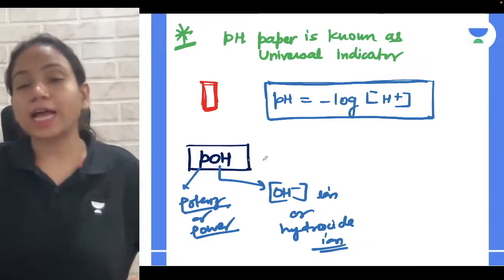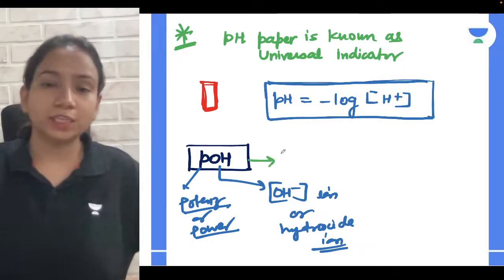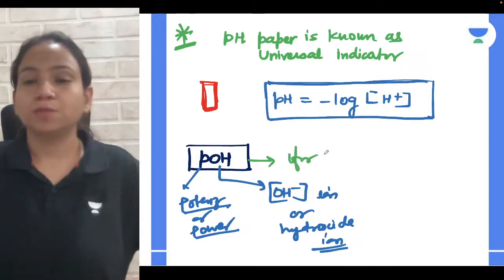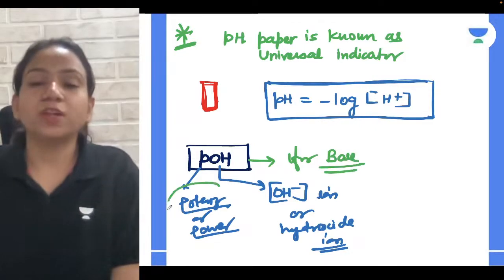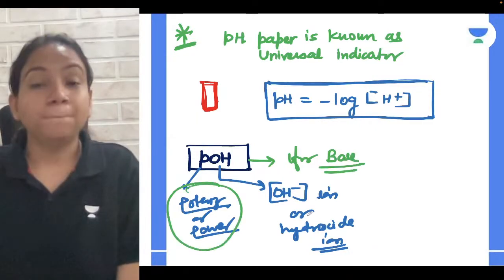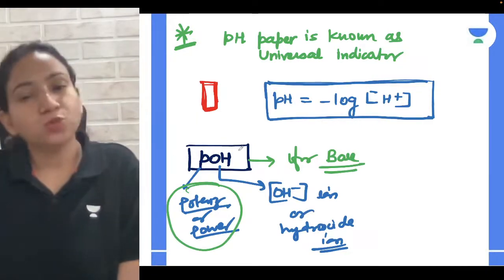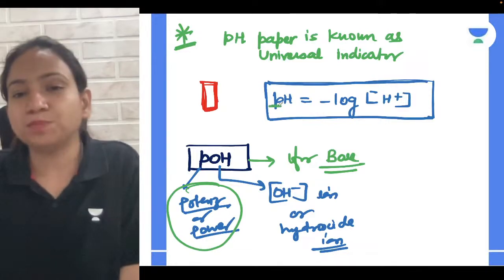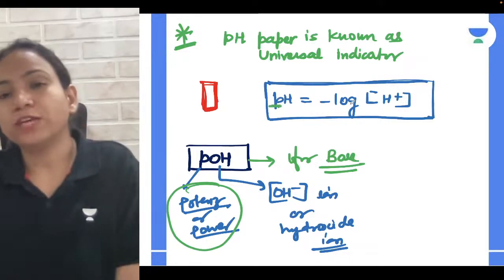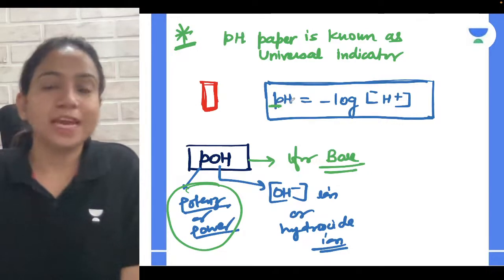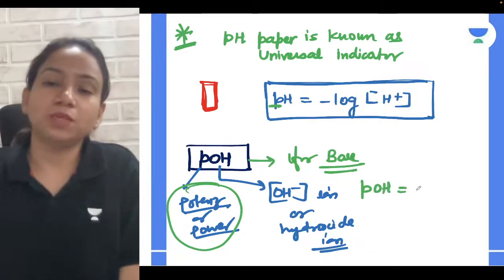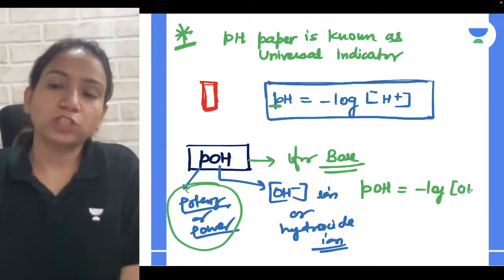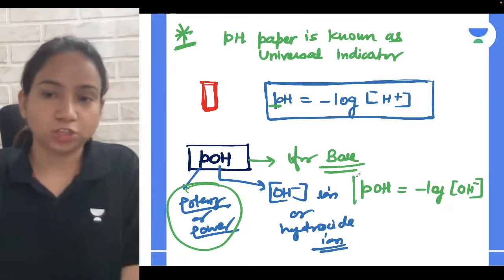So pOH is for base. pH is for acid and base, both you can calculate. Generally, you can find out the potence or power of a base. Now how will you do that? Whenever we get this P in any term, we have to take minus log of it. So pH means minus log of H plus ion concentration. pOH means minus log of OH minus ion concentration.